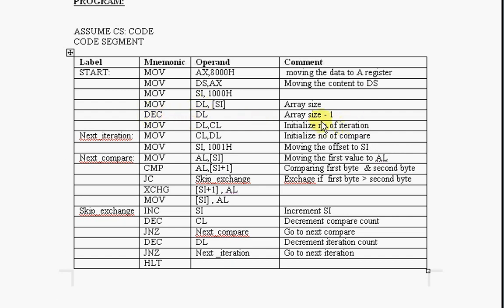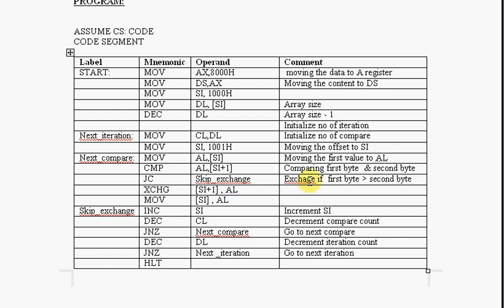Why? Because the array size is the number of iterations, and compares all start from array size minus 1 times, right? That is why it is being decremented. Then the DL content is being copied to CL, here it is reversed, right? CL is copied from DL. Correct, good. Actually, this instruction is not required, because you already have the instruction.